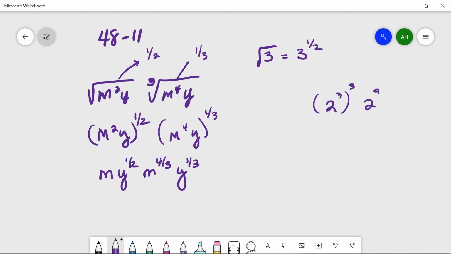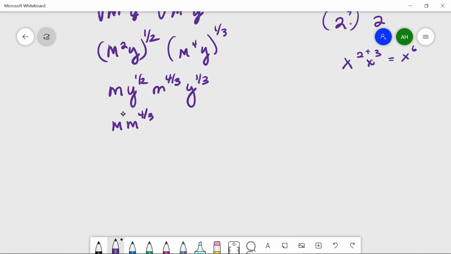Now remember, when I have two terms with the same base and I'm looking to multiply them, like x squared times x cubed, I add those exponents, so I get x to the 5th. So here I'm wanting to add these exponents. Here I have m, and then I have m to the 4/3. So I need to add those exponents. This exponent here is a 1, so let's make this m to the 3/3 and m to the 4/3. So those are the same.